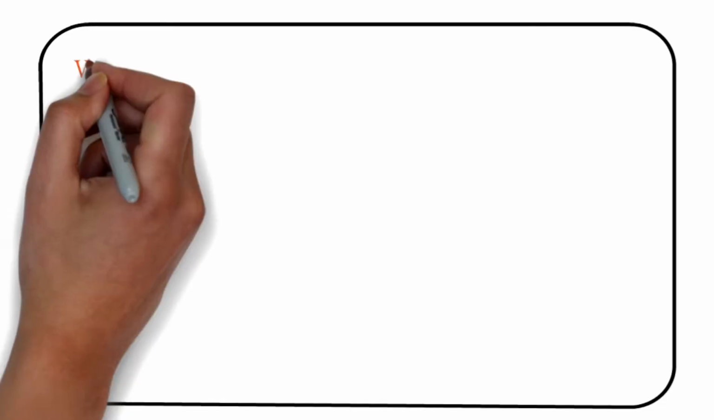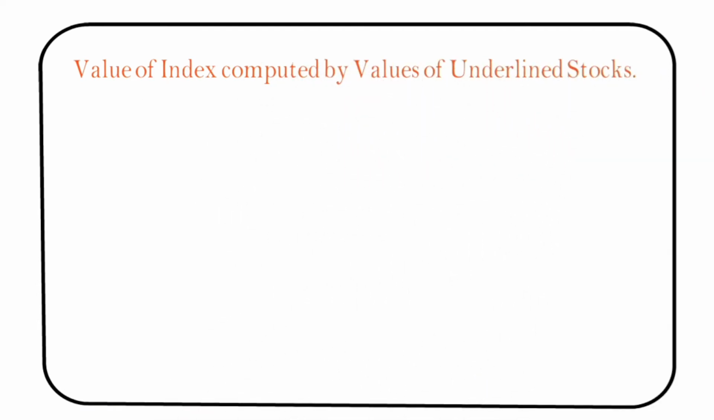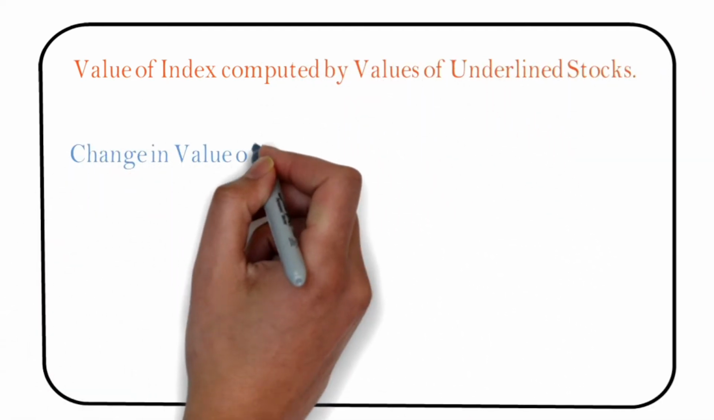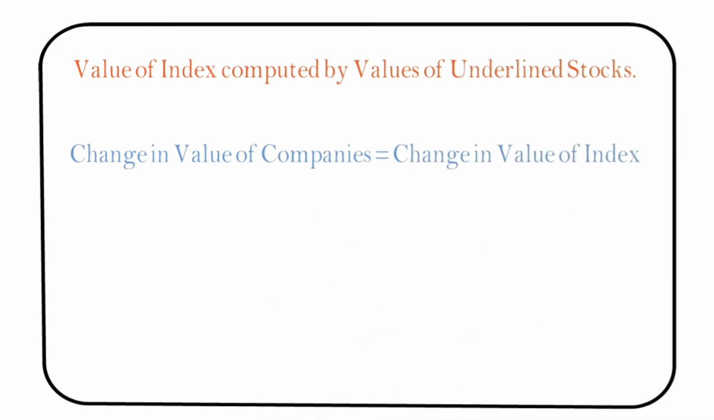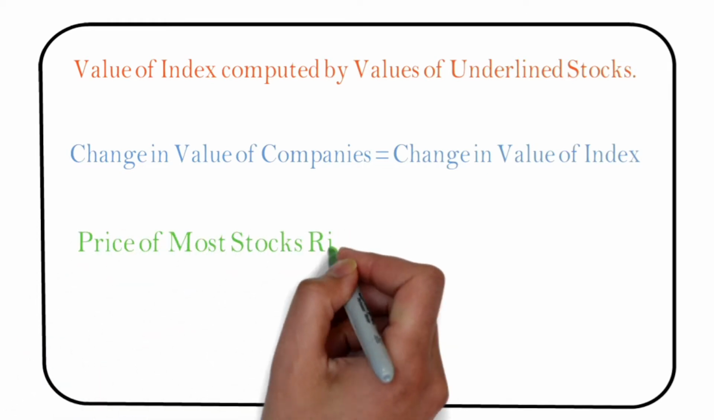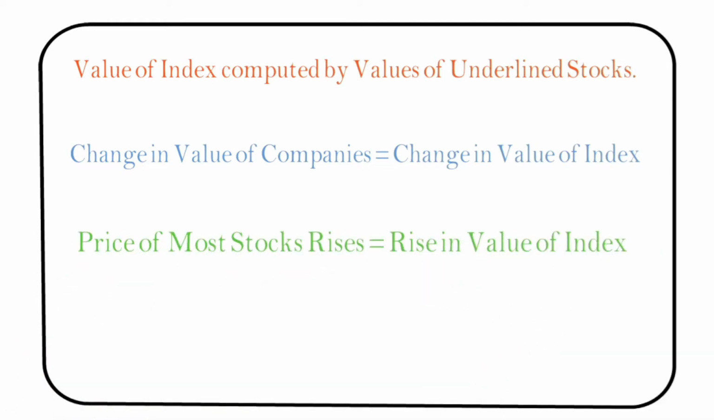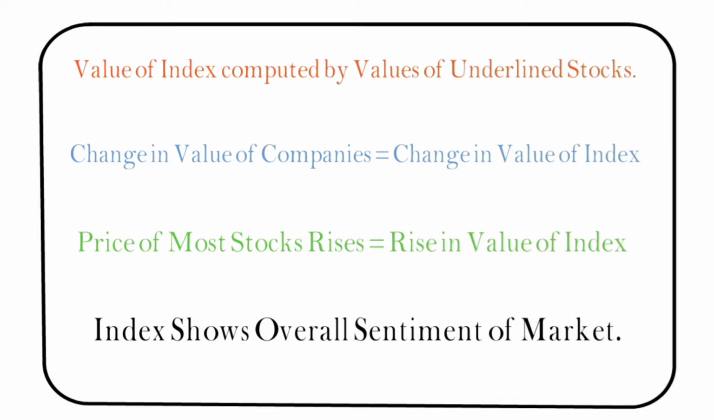And the value of the stock market index is computed using values of the underlying stocks. Any change taking place in the underlying stock prices impacts the overall value of the index. So let's say for an example, if the prices of most of the underlying stocks rise, then the index will rise and vice versa. In this way, a stock index actually reflects the overall sentiment of the market.